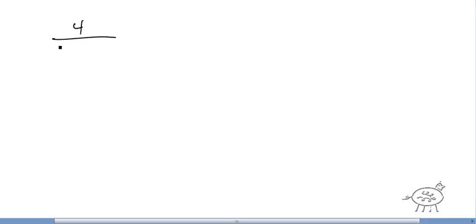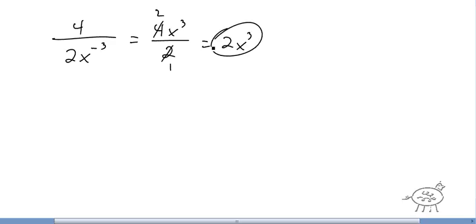4 over 2x to the negative 3rd. Okay, what's touching that negative exponent? You notice, if there's no parentheses around there, the only thing that's touching is the one next to it, the variable or the number next to it. If there's parentheses, everything touches it. So the only thing that's moving to the top of the fraction is that x. So it's 4, and then the x cubed goes on top, and 2 on the bottom. Of course, I can simplify this. So my answer is 2x cubed.